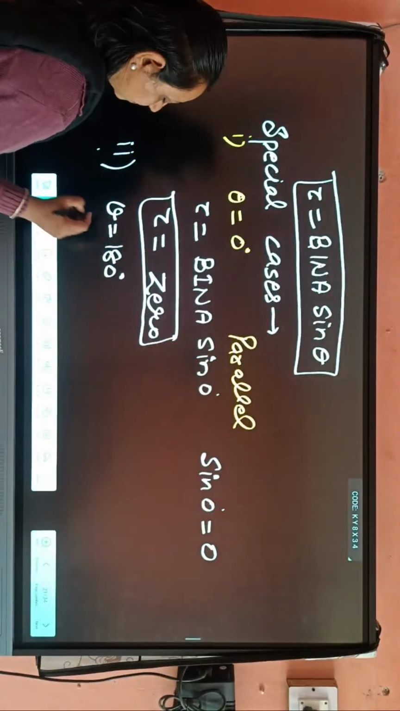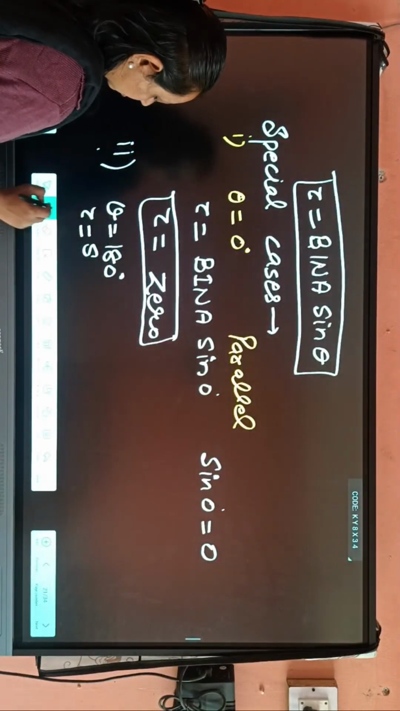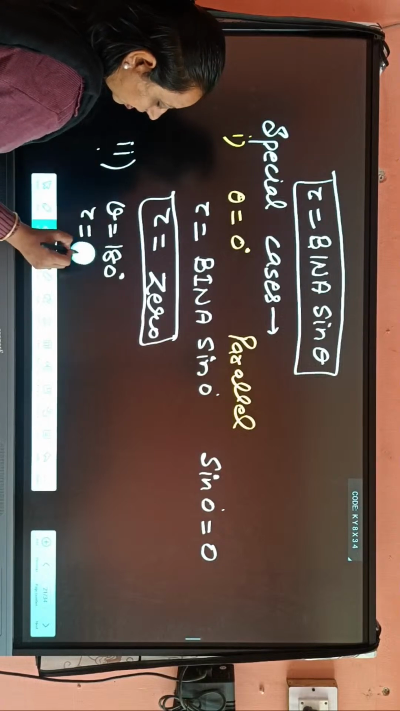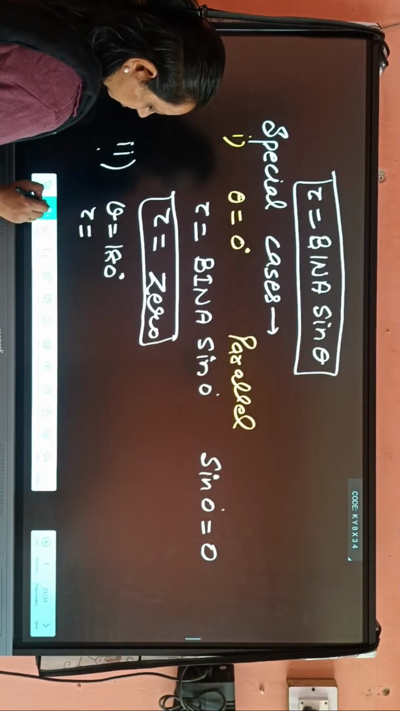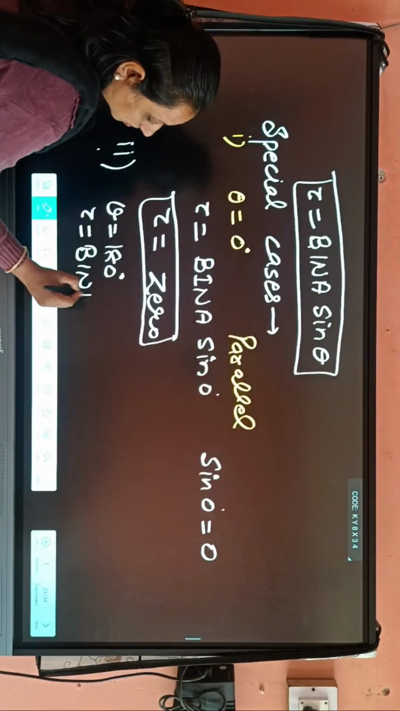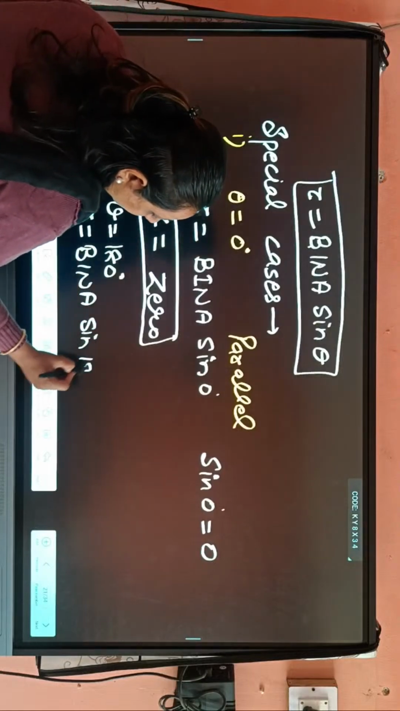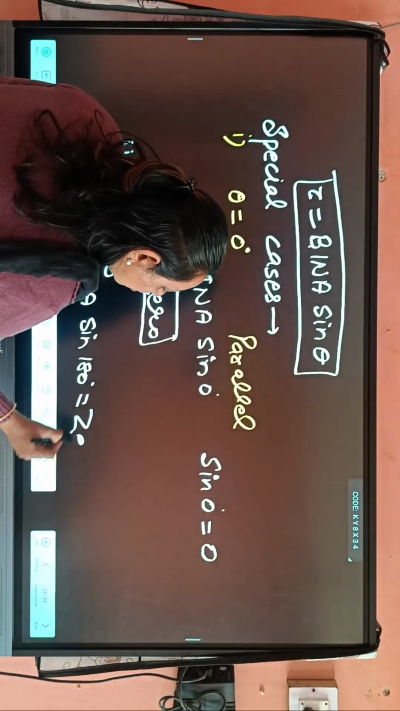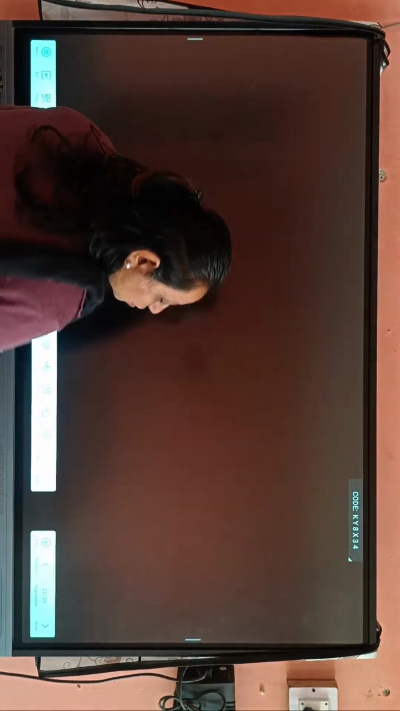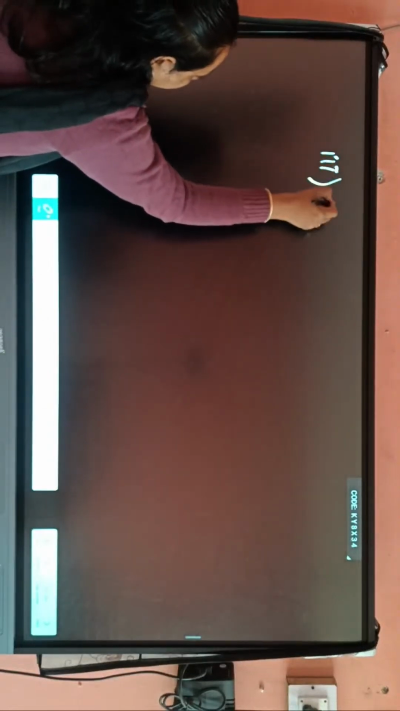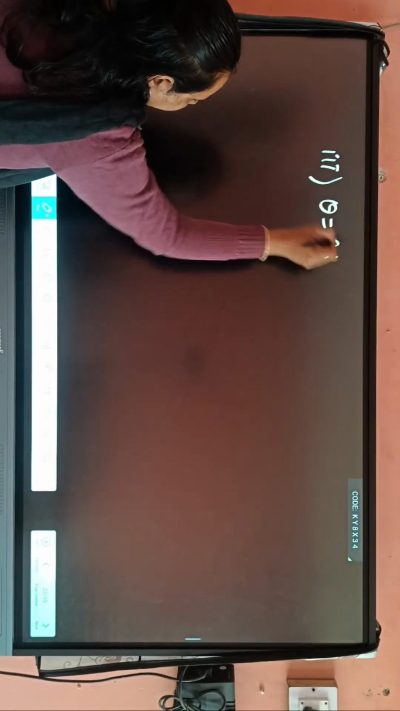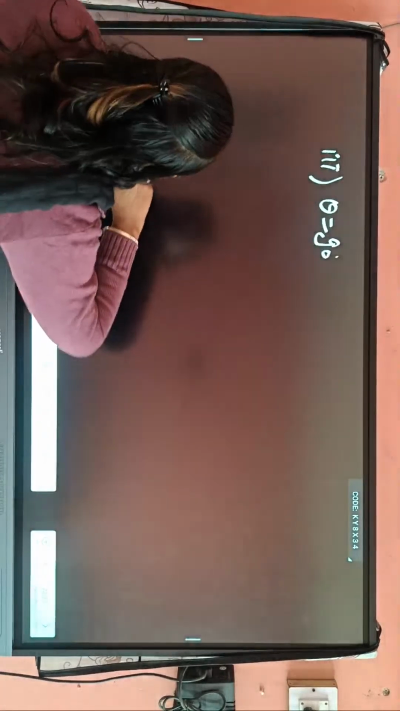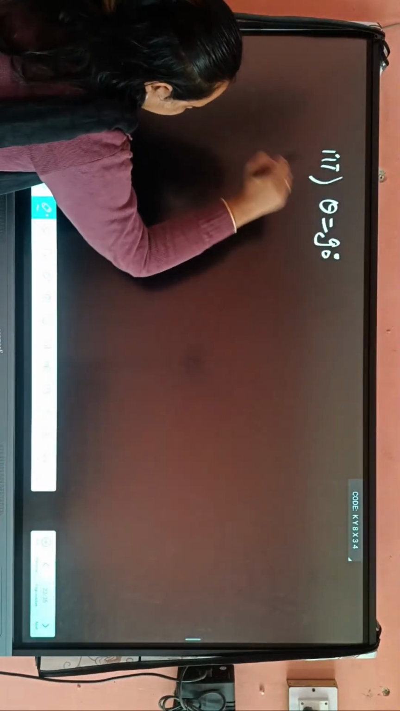Then also, it's NIAB sin 180 degrees, and sin 180 degrees is also 0, so no torque acts on it. So when will the torque act? The torque will act when theta is perpendicular. Okay, when it is at 90 degrees, then only it acts.